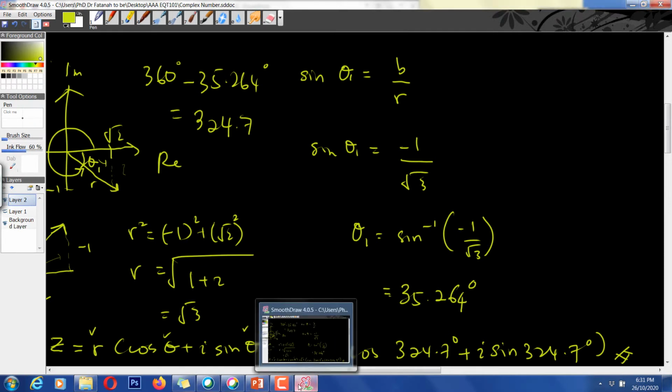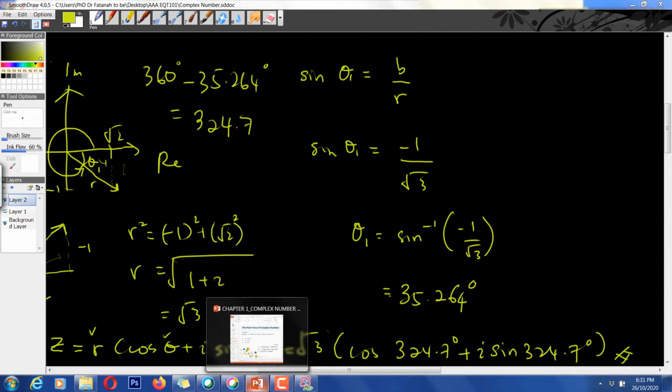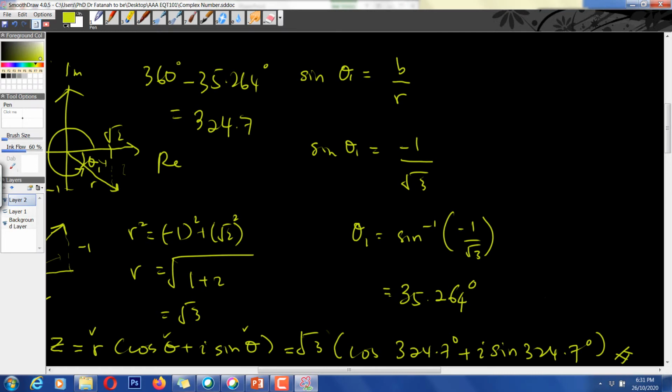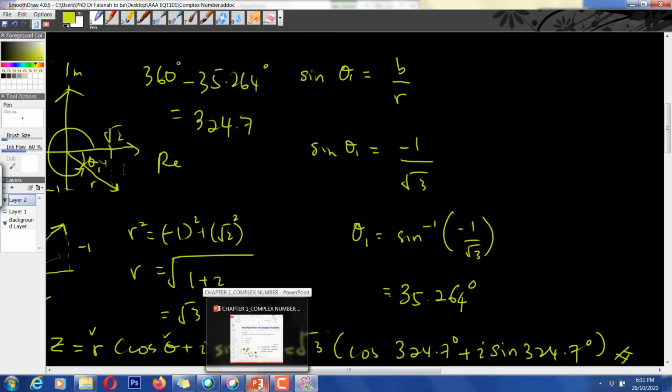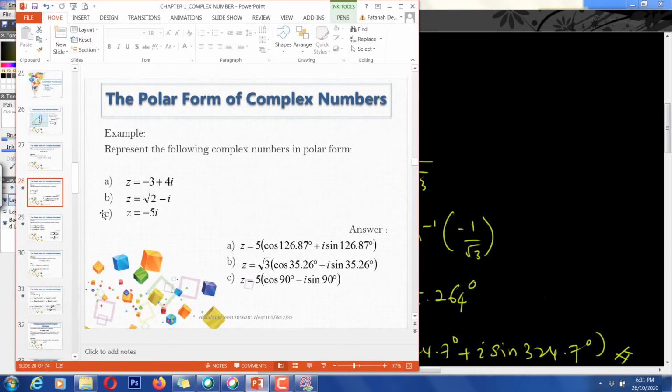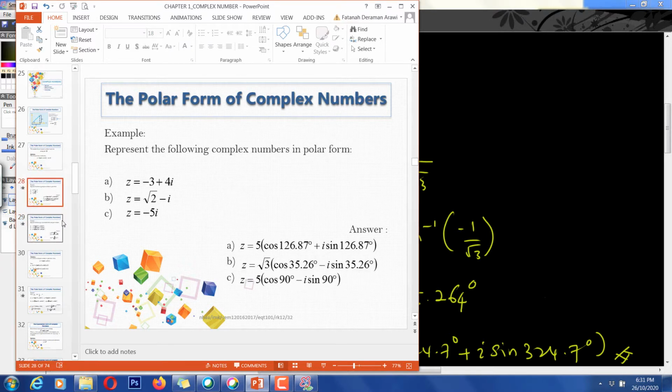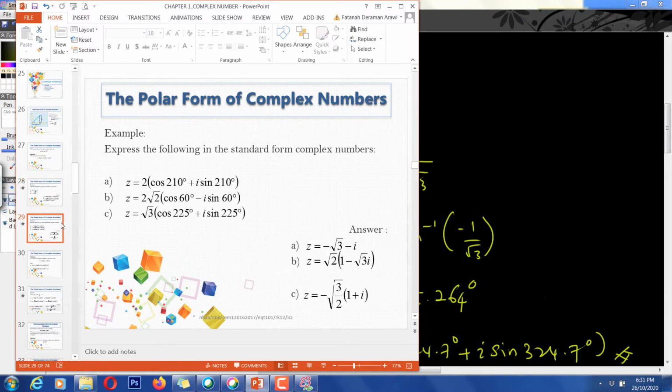Now here the answer is wrong. Our answer is more accurate because we need to consider the angle from the origin, as we did previously. Okay, next you can do it yourself. You can try, and then you will get this answer.